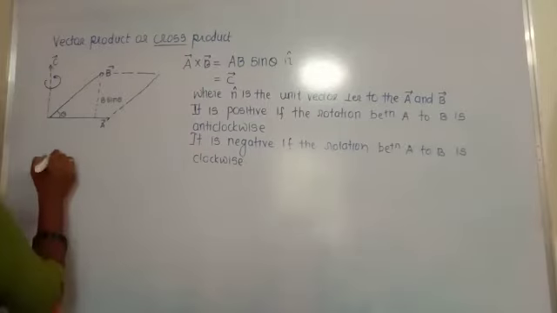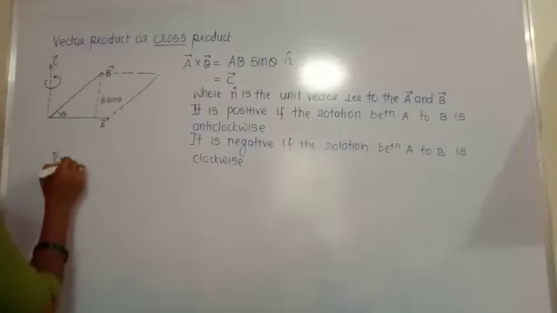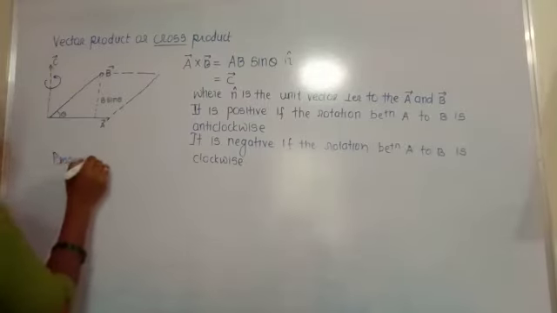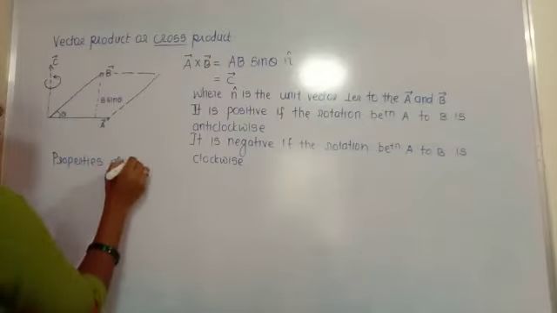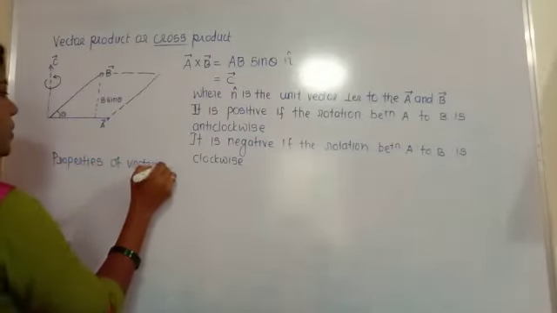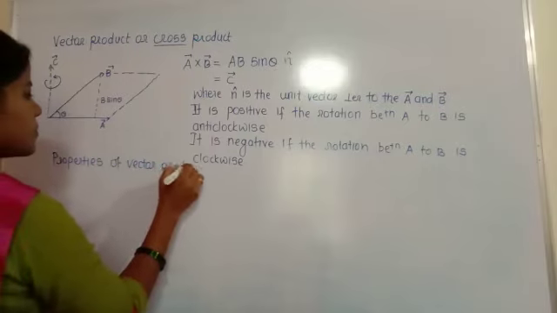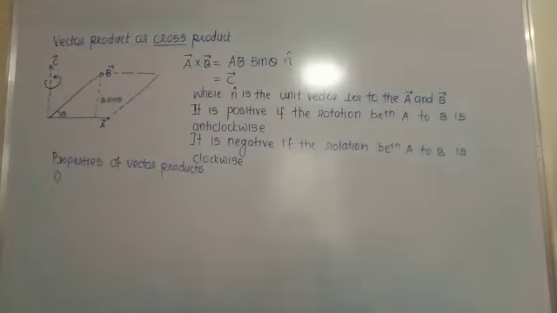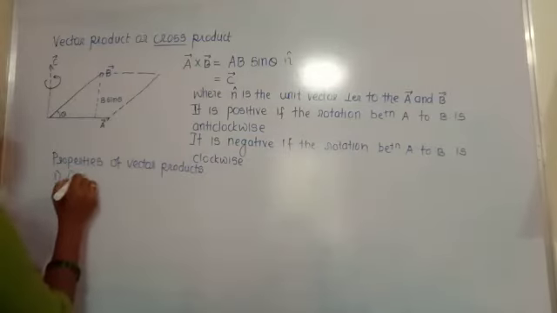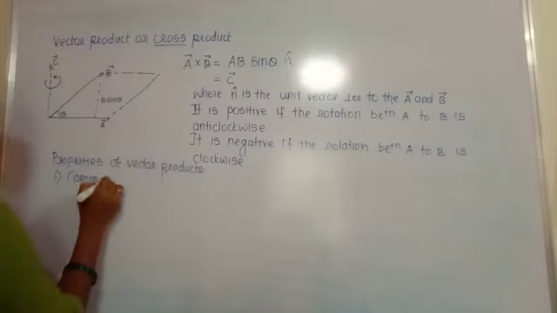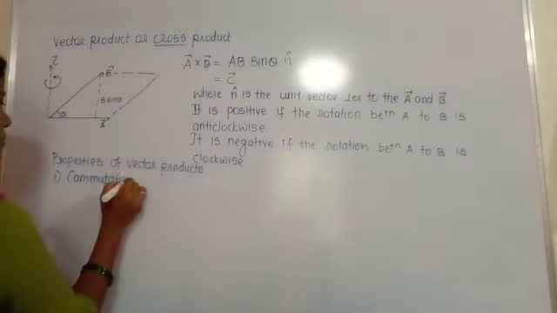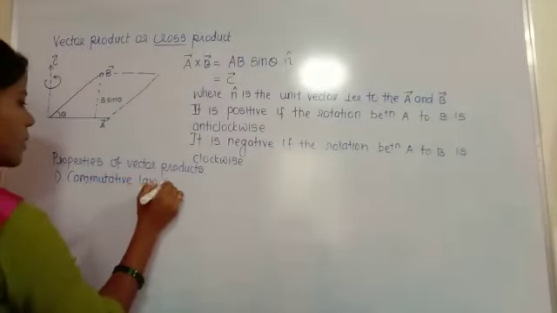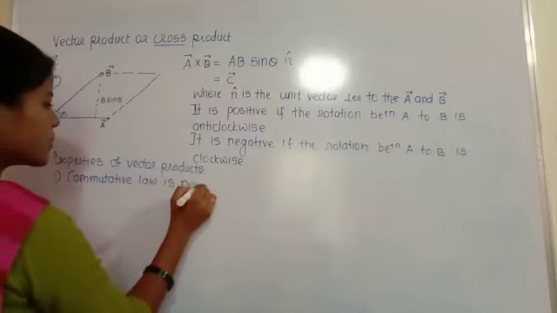So first is the properties of vector products. The first property is that the commutative law is not obeyed.